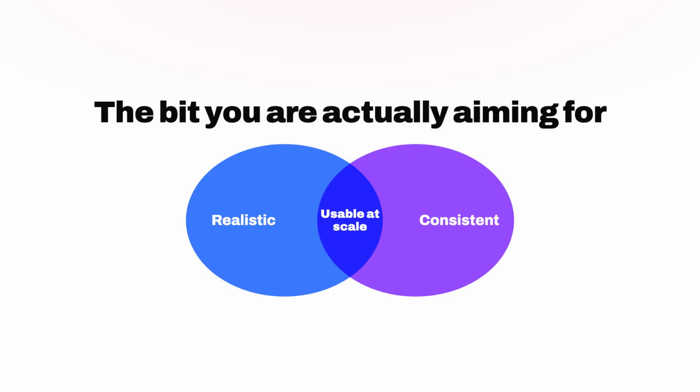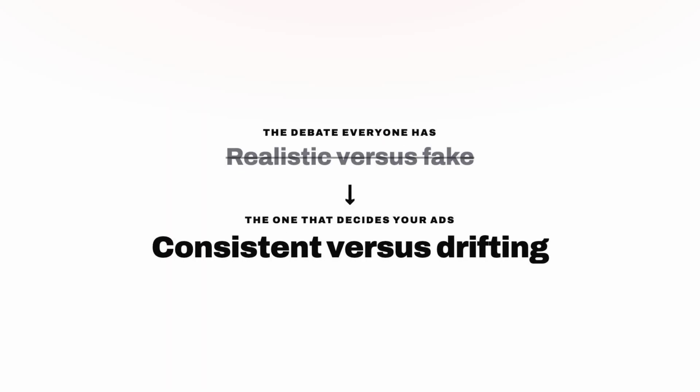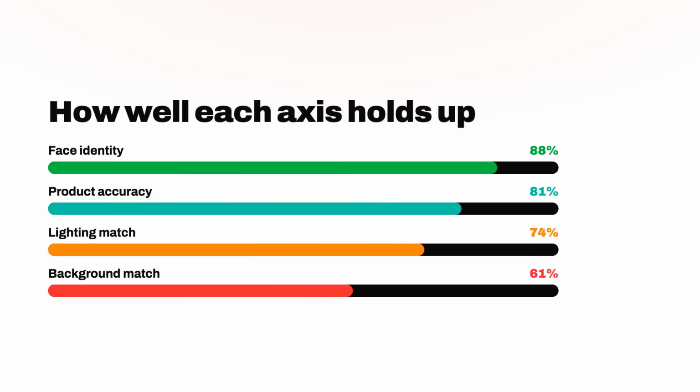Realistic on its own gets you 1 nice clip. Consistent on its own gets you 30 boring ones. You need the middle, and the middle is narrower than people think. So it's not realism versus fake, it's consistent versus drifting, and that is a completely different problem with a completely different fix. Where I landed on each axis.